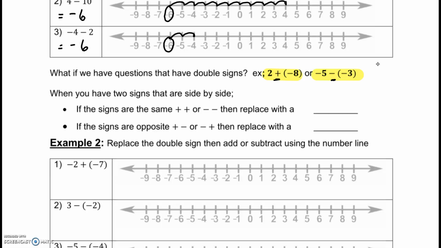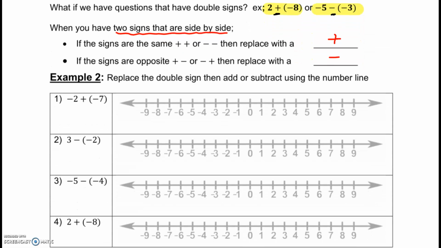So when you have two signs that are side by side, we're going to change them into one sign. If the signs are the same, two positives next to each other, or two negatives next to each other, we're always going to replace them with just one sign, a positive. And if the signs are opposite, then we're going to replace them with a negative. And then we'll use our number line as normal.